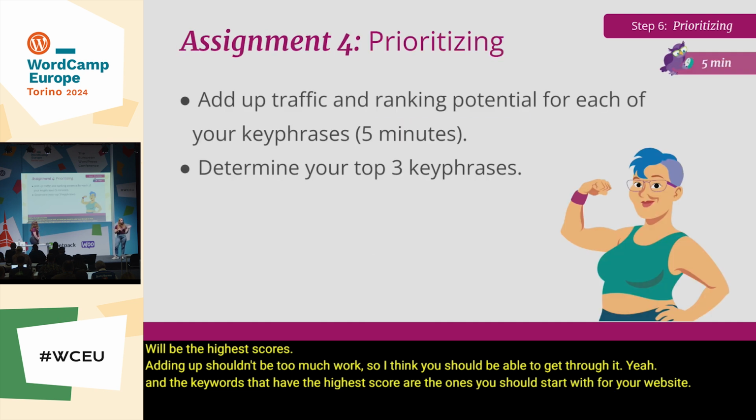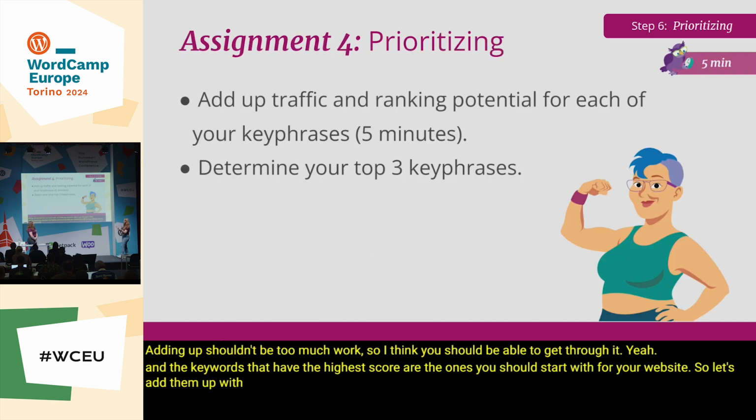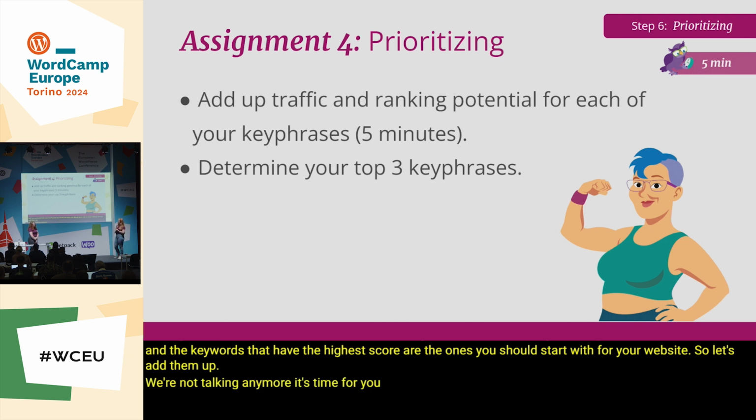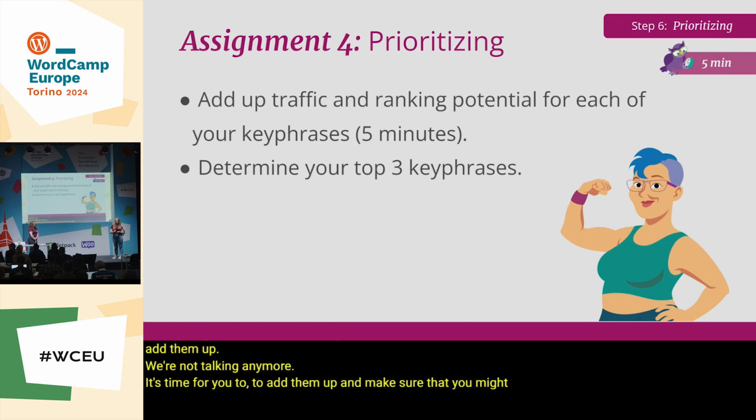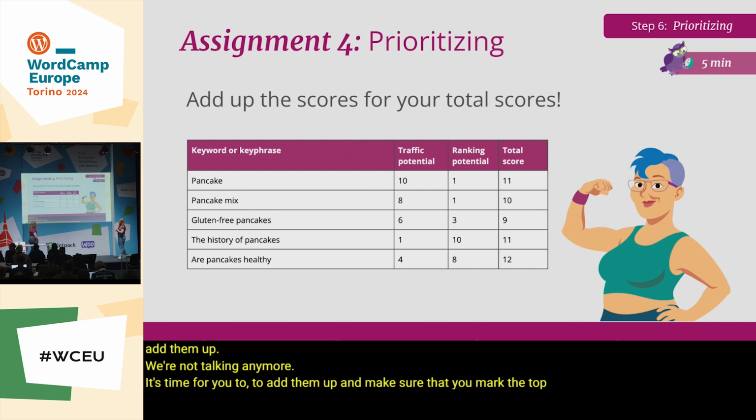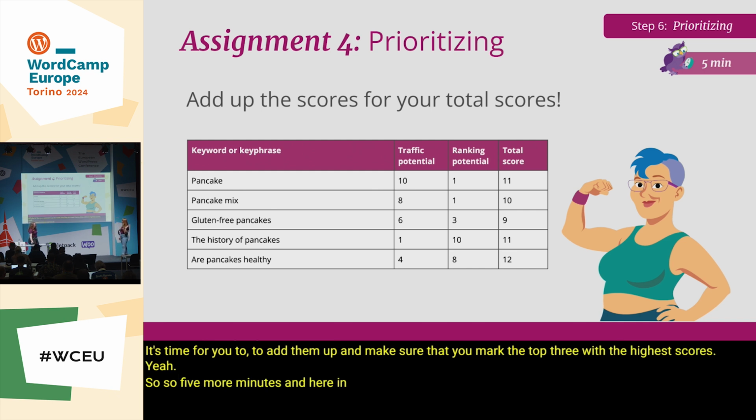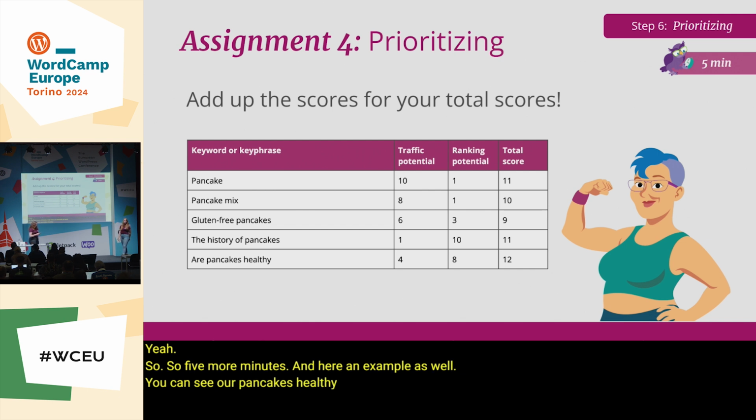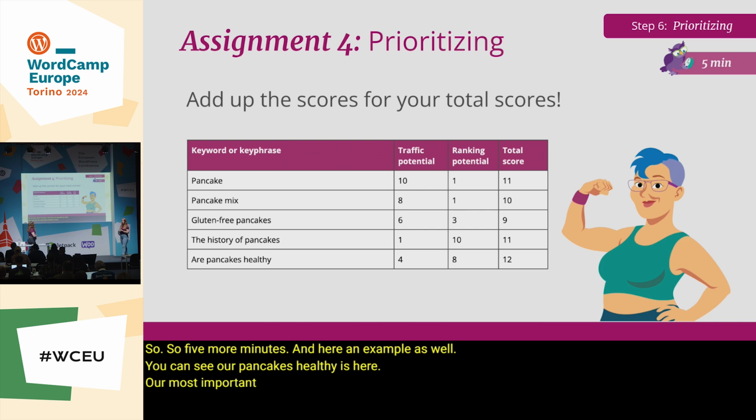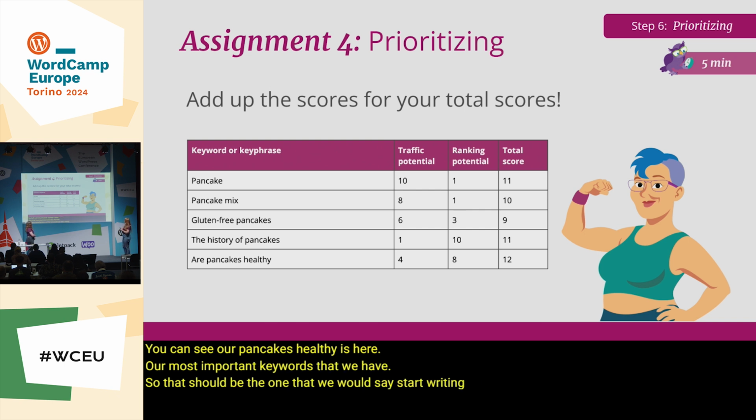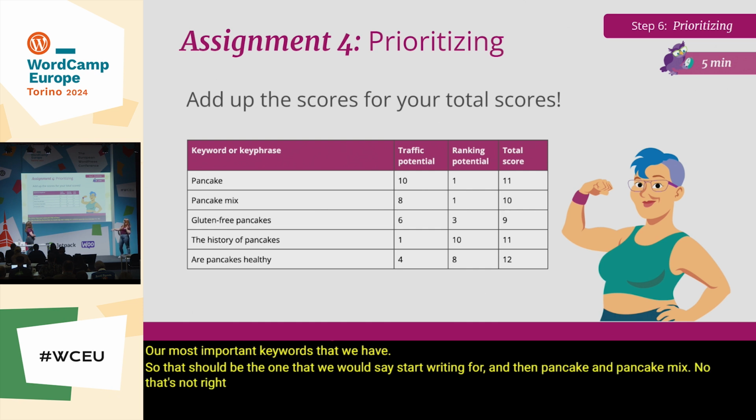So let's add them up. We're not talking anymore. It's time for you to add them up and make sure that you mark the top 3 with the highest scores. So 5 more minutes, and here's an example as well. You can see our pancakes healthy is here our most important keyword that we have. So that should be the one that we would say start writing for. And then pancake and the history of pancakes.